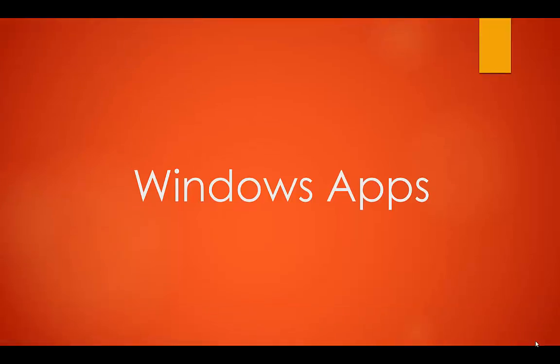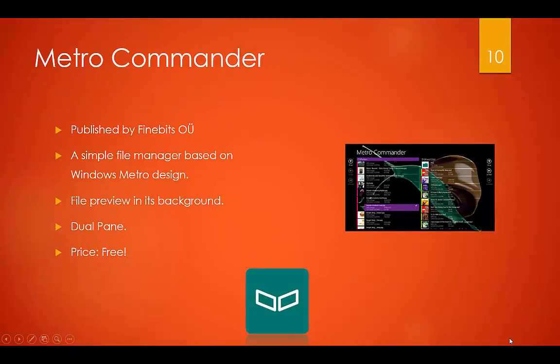Now that I finished talking about the Snap tool, let's go over two of the apps that I use within Windows 8 that I like using. The first application is a simple file manager called Metro Commander, whose design is based on the Windows 8 theme, and it also contains really cool features such as dual pane or file preview in its background. The dual pane can be used to have two directories next to each other without opening another application of the same file manager, and you can use these two directory panes to move one file to another, which makes it easier than regular file management.